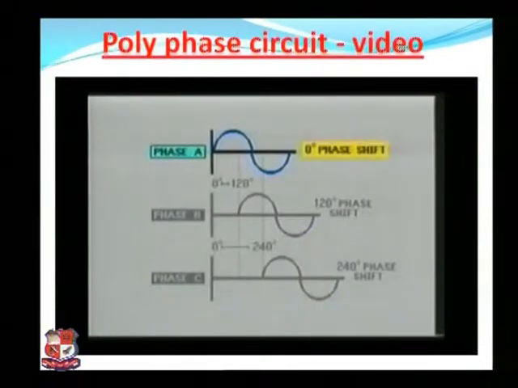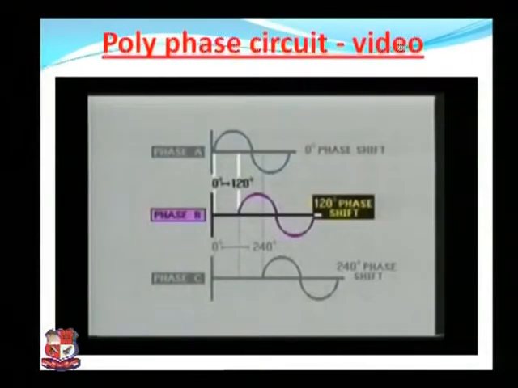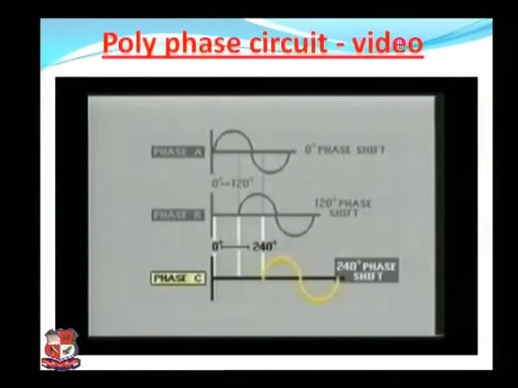Notice that phase A starts at the 0-degree point and completes its cycle at 360 degrees. Phase B starts 120 degrees from the phase A sine wave and completes its cycle at 480 degrees. Phase C, on the other hand, starts 240 degrees from phase A and completes its cycle 600 degrees from the start of phase A.